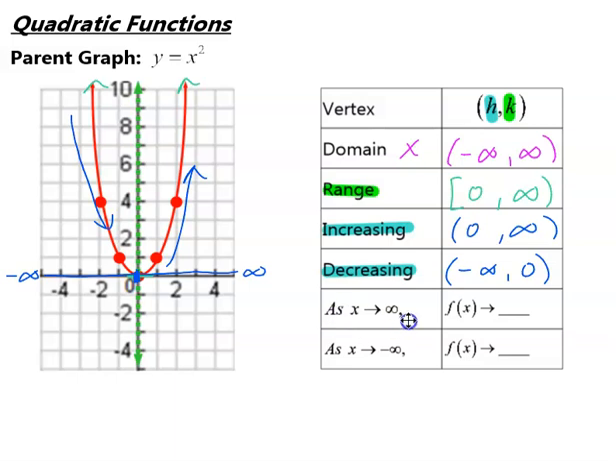Lastly, we need to take a look at our end behavior. So this is asking, as x approaches infinity, where is y going, our f of x? And as x approaches negative infinity, where is y going, our f of x? So end behavior, we're looking at the very ends of our graph. Now for parabolas, they're always going to go in the same direction, either both up or both down. In this case, they're both going up towards positive infinity.